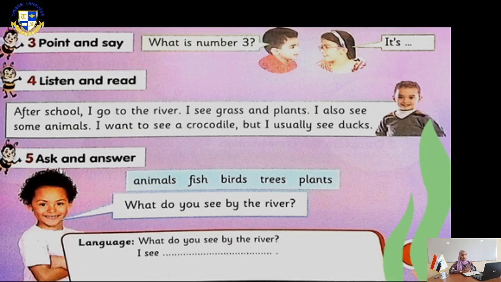Ask and answer, exercise number 5. What do you see by the river? I see animals. What do you see by the river? I see fish. I see birds. I see trees. I see plants.